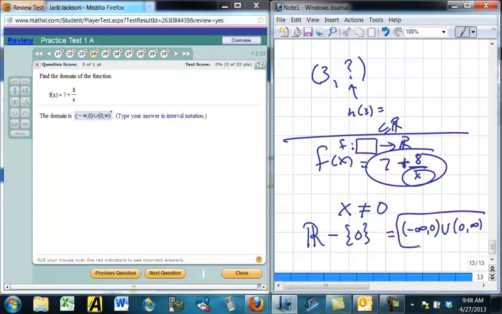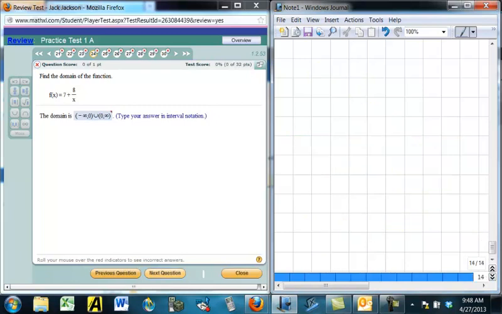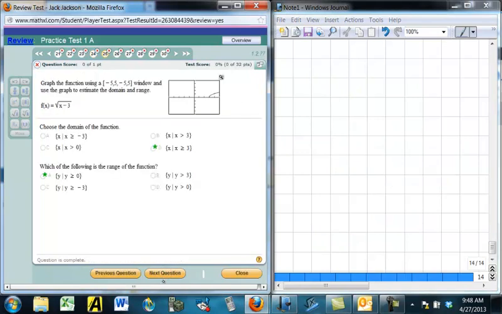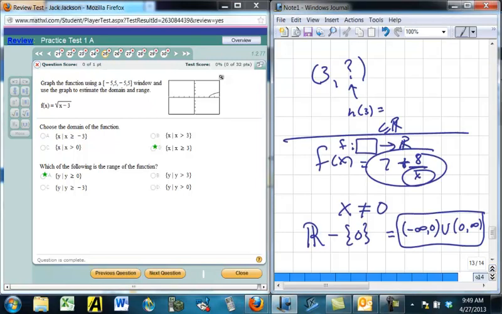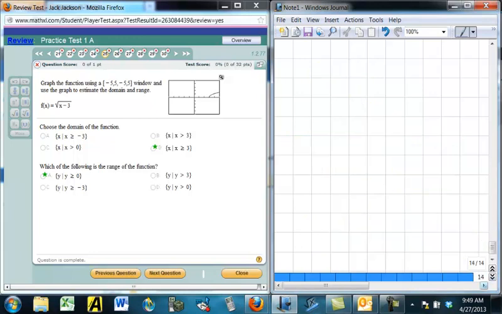And I think they're wanting interval notation here. In fact, they say that. So that's how you would write your final answer. Notice there's no problem with adding 7. The only problem is with dividing, and the only problem with dividing is dividing by 0. By the way, notice that x is 0 is what's not allowed in the domain. The domain is everything else.